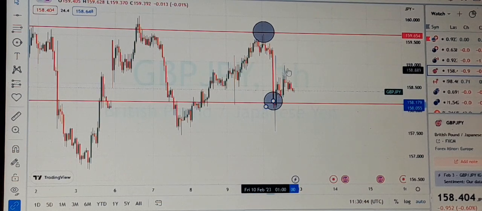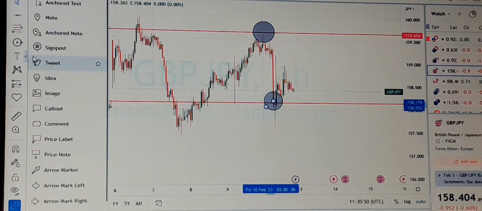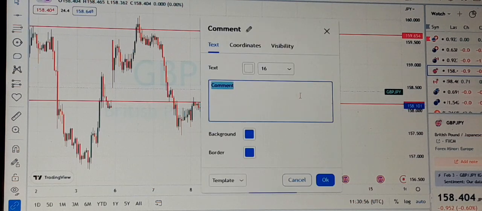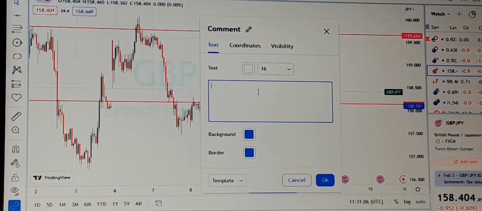Not in the middle, because here we have a lot of indecision. Not in the middle. Not in the middle. Let me put in a text or a comment style. Not here. Let me put in caps lock so that you can see very well.